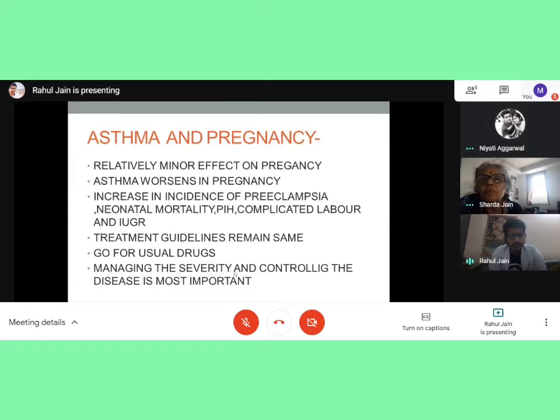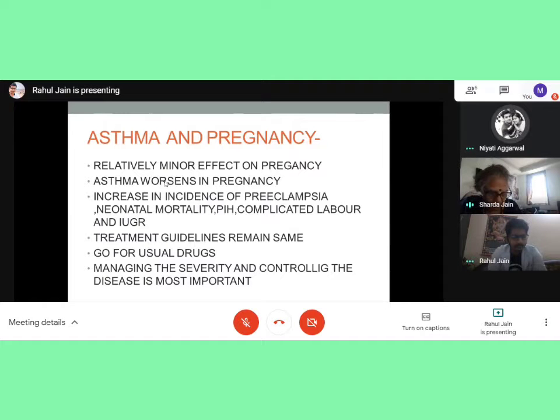Managing the severity and controlling the disease is the most important. If the disease has been getting controlled and the severity is being controlled from the first day of the pregnancy, then there is a relatively minor effect of asthma on pregnancy. So, ma'am, would you like to add a few words on asthma and pregnancy?